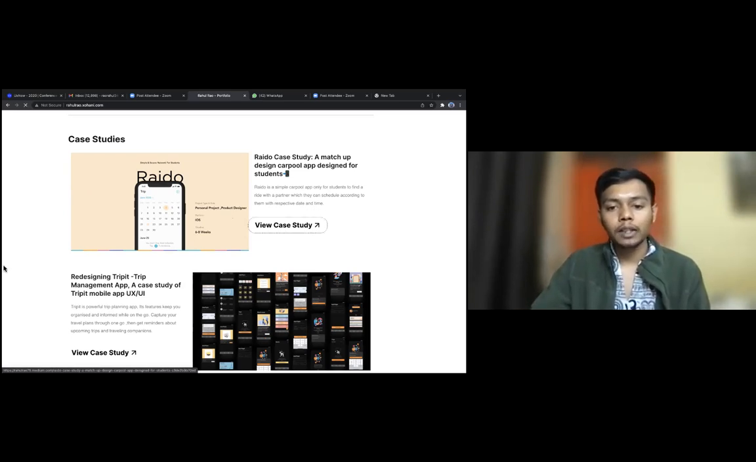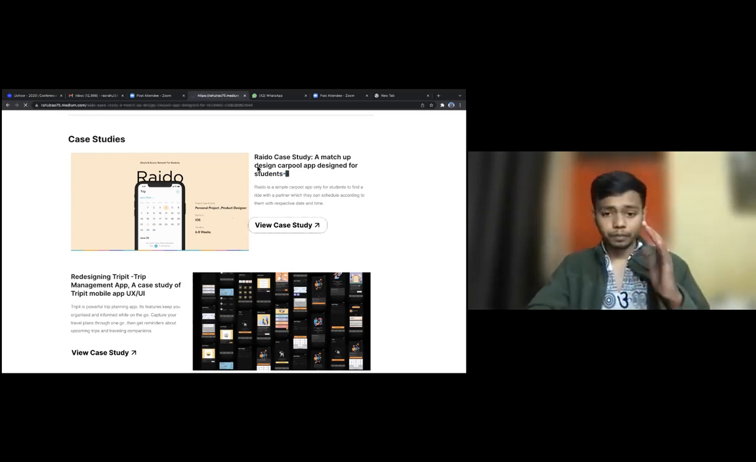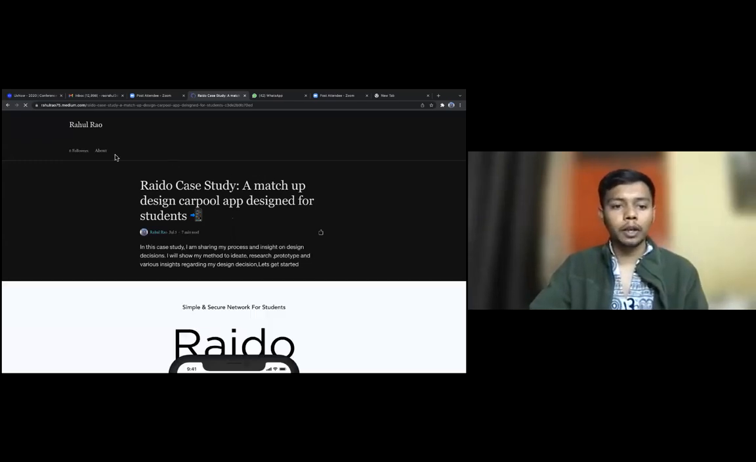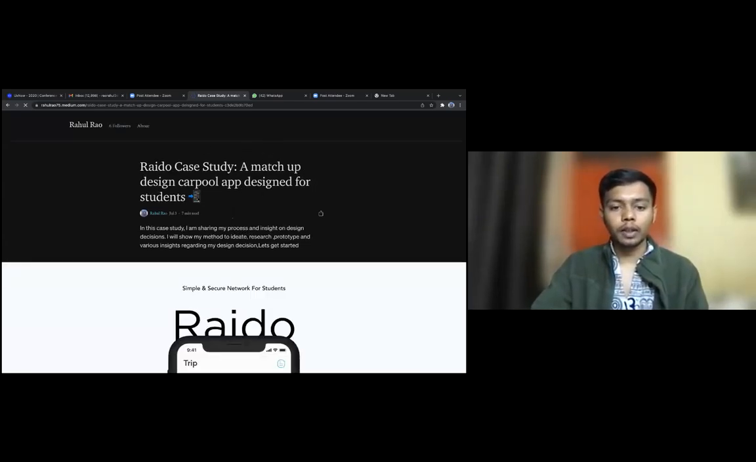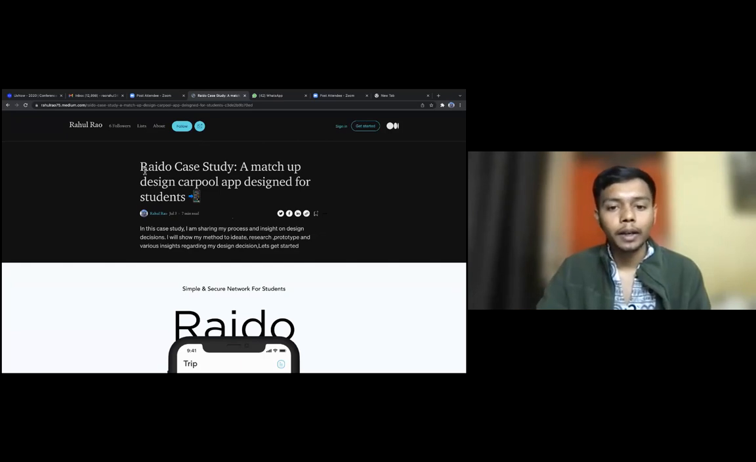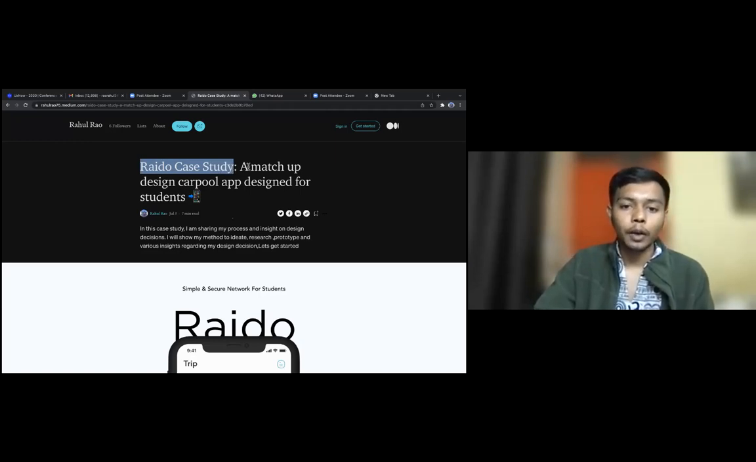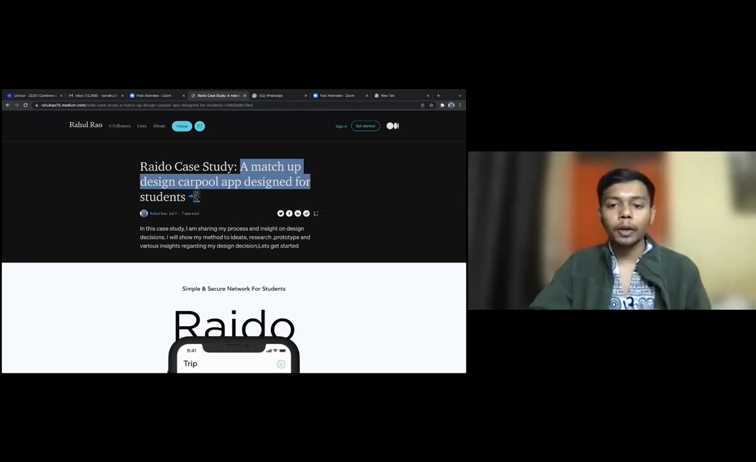Let me give you a pattern that you should follow while making your case studies. First of all, give a good heading for your case study, so that if someone sees the heading, they are sure what it is about. If the name of my product is Radio and I have written a case study, what actually is Radio? It is a matchup tool, a design carpool app designed for students. So I have already made the context clear that it is a carpool app defined for students only.